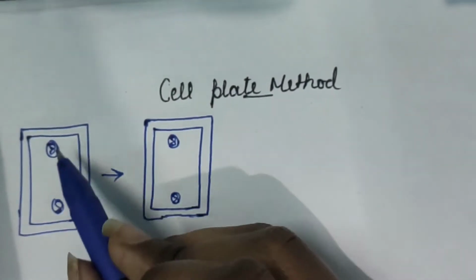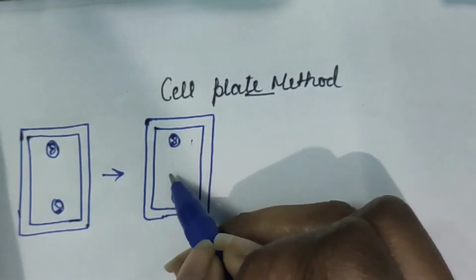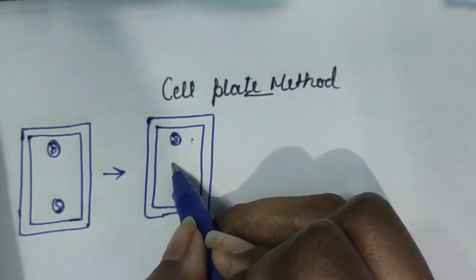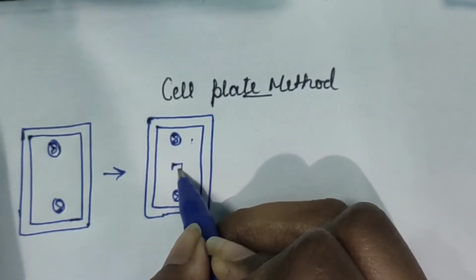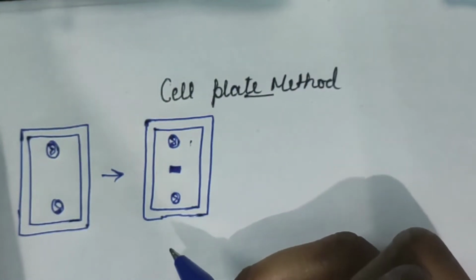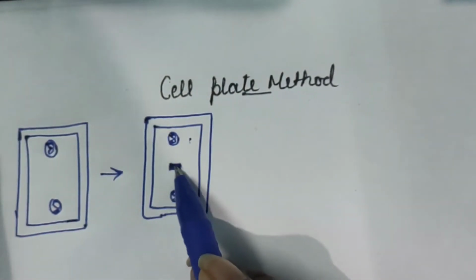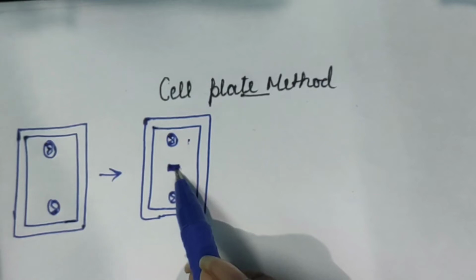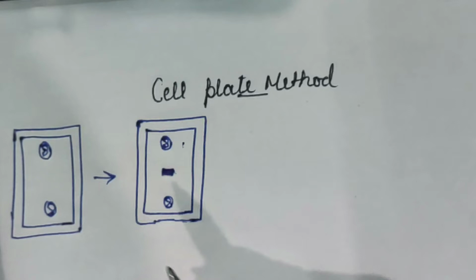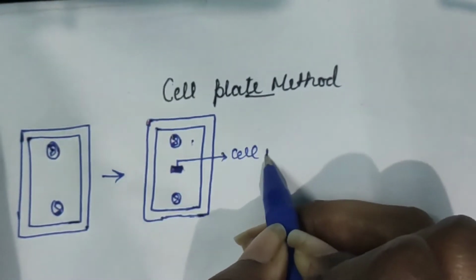Clear? So after the telophase in a plant cell, the dictyosomes, which are already floating in the plant cell, start degenerating and collecting at the middle of the cell. Now, what are dictyosomes? If you remember, in an animal cell the Golgi body is present, and in a plant cell, in place of the Golgi body, dictyosomes are present. So dictyosomes start collecting at the middle of the cell, and that is called the cell plate.